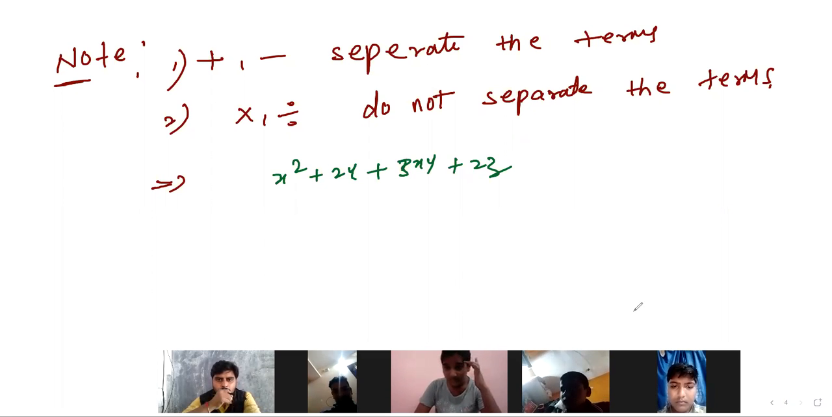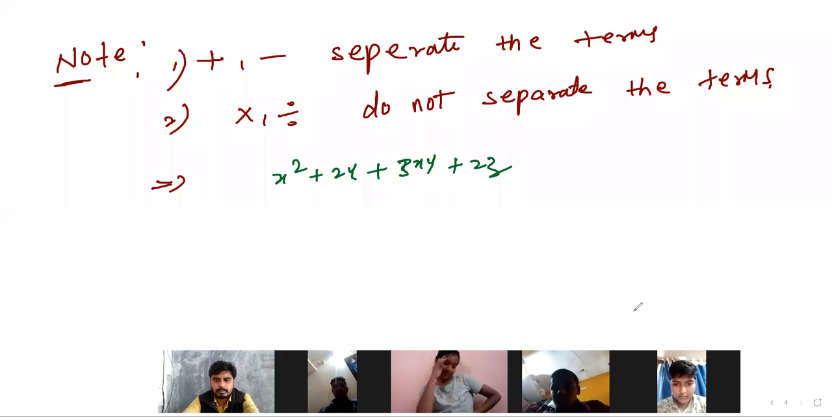Prashant, in that question, how many terms do we have? Prashant, make it fast. Sir, 4 terms, sir. Very good. 4 terms we have.